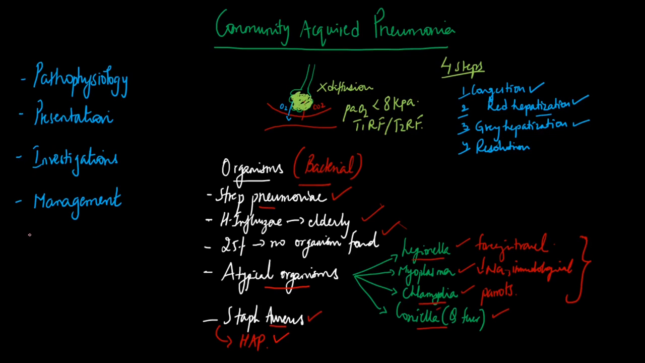So in terms of the symptoms, patients present in a typical pneumonia with a cough, shortness of breath, fevers, pleuritic chest pain.